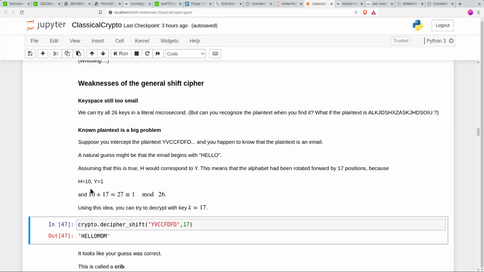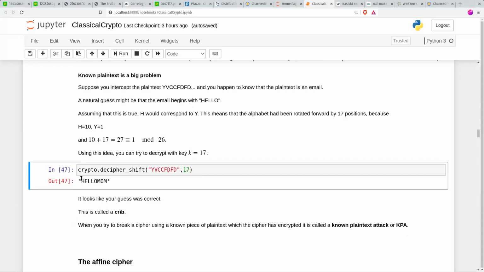You can just take the difference between y and h to figure out how far things were shifted. So 10 shifted forward by 17 is congruent to 1. So the guess that the first letter of the plaintext is h leads to the conclusion that the key must be 17. And then you can just try that, and if you get a reasonable decrypt, then you crack the cipher. So this is KPA, known plaintext attack, and you have to remember that. So that's an important concept. All right.